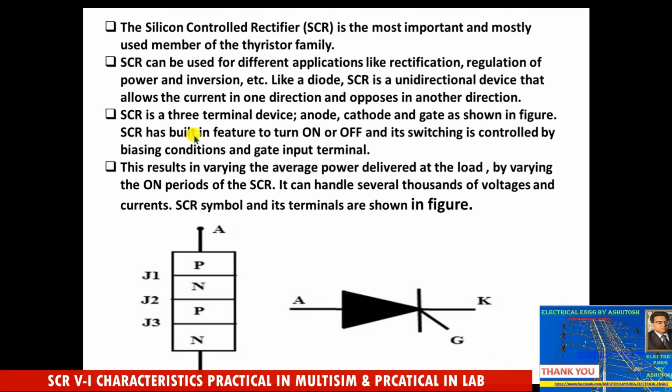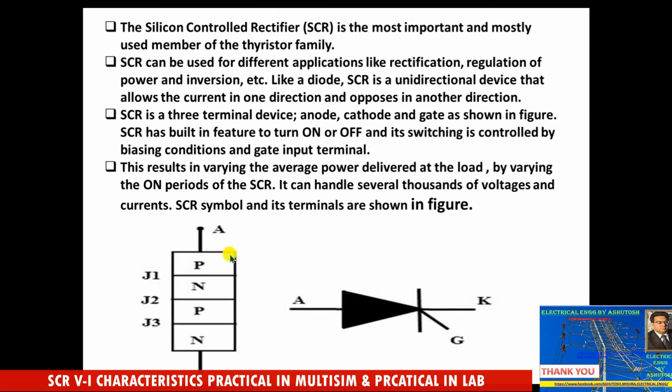SCR has a built-in feature to turn on and turn off, and its switching is controlled by biasing conditions and the gate input terminal. By giving a gate input pulse, you can turn this SCR on and off, which results in varying the average power delivered at the load. By varying the on periods of the SCR, you can handle several thousands of volts and amperes. This is the SCR symbol and its terminals.